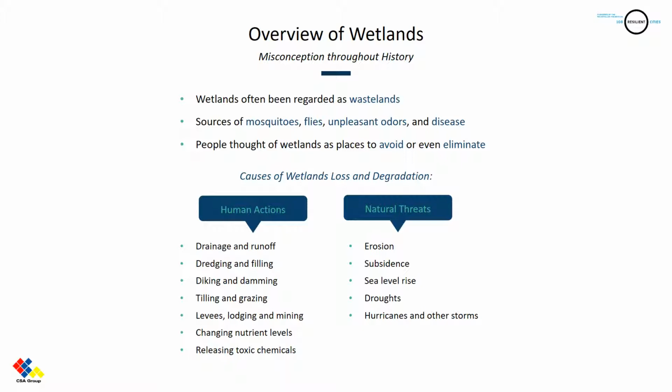You have two causes of wetland losses and degradation. One is human action, and two is natural threats. Under human action, you have discharges of pollutants from drainage and runoff, dredging and filling, diking, damming, tilling and grazing, levees, logging, and mining.